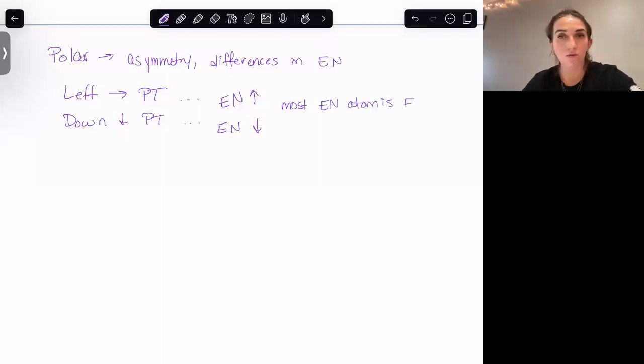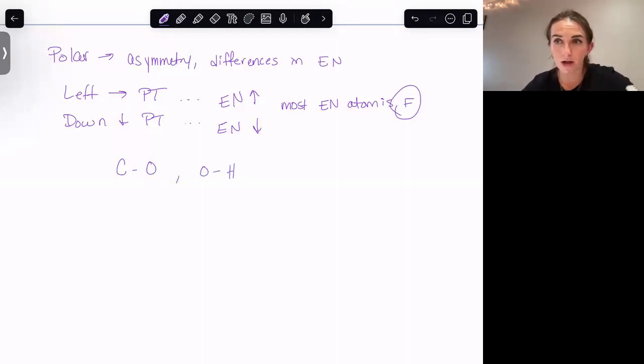is fluorine. Whenever you're given something where you need to determine if something's going to be polar or nonpolar, they will also give you those values. But fluorine is your most electronegative atom. Oxygen is your second most electronegative atom. So if we have a polar compound, that would be something like carbon and oxygen, or oxygen and hydrogen.